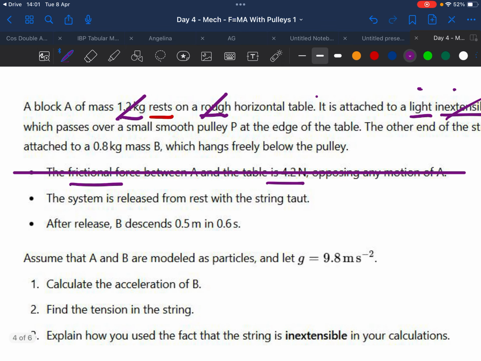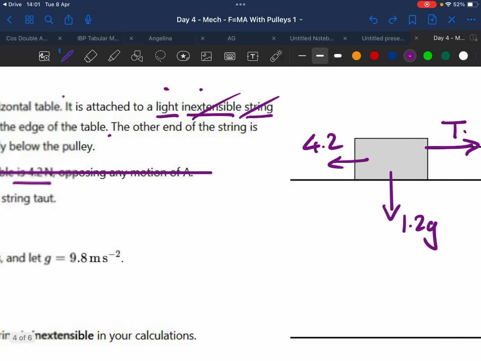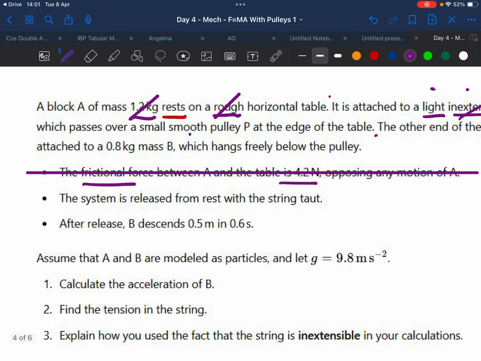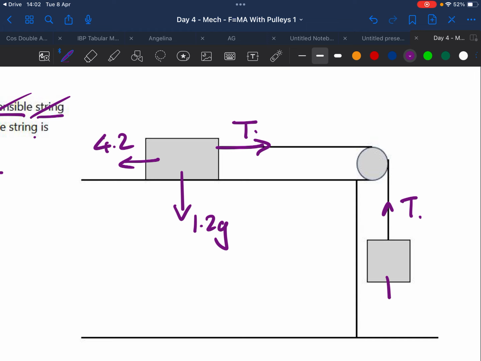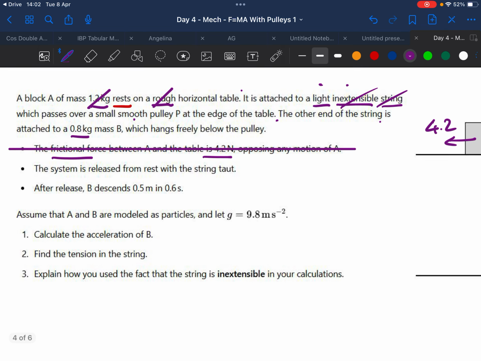Which passes over a small smooth pulley. Okay, that's pretty standard at the edge of the table. Sometimes you might see people do this as well for their diagram. I'm not going to do that. I think that's fine. The other end of the string is attached to a 0.8 kilogram mass B, which hangs freely below the pulley. Okay, let's put the 0.8 kilograms, so that needs to be 0.8 G. And I think we are pretty much there.